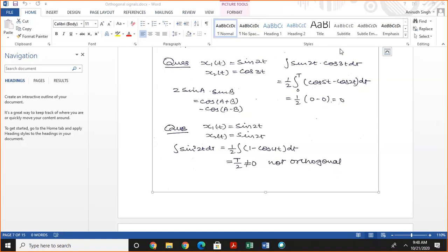Then find out whether these two signals are orthogonal or not. If we multiply and simplify, we get the value 3 by 2, which is not equal to 0. So these two signals are not orthogonal.